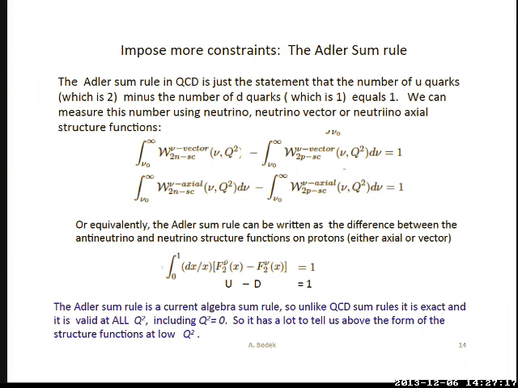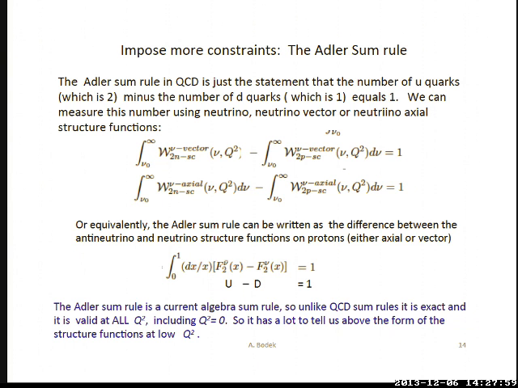And you can measure this number using structure functions. You can measure it in neutrino vector or neutrino axial structure functions. And the sum rule is either neutron minus proton, or vector and axial equal to 1, or it's F2. If you just use a proton, then you have F2 proton on antineutrino minus F2 proton on neutrino equal to 1. These are all the three forms of the sum rule. One thing which is very nice is that, unlike the QCD sum rule, the Adler sum rule is exact. It's a current algebra sum rule that is valid at all Q square down to Q square equal to 0.